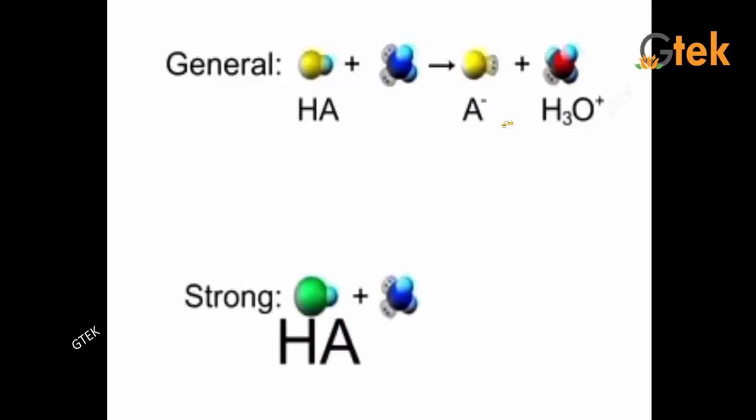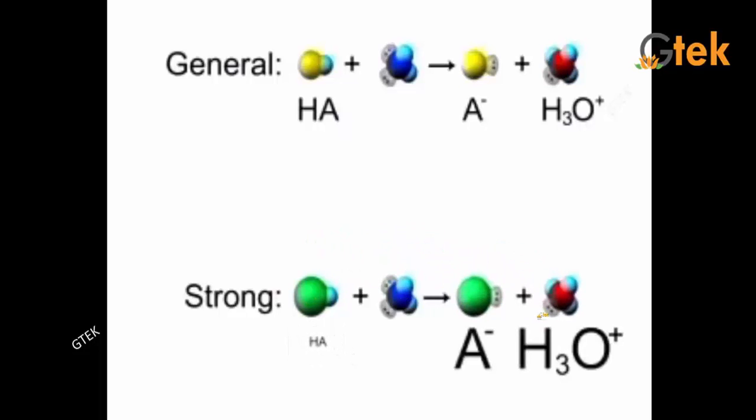In general, an acid HA, if it reacts with water, will become A minus and H3O plus. This is the overall reaction. You will have A minus and H3O plus, and it becomes more acidic. Here, a strong acid reacts as indicated by the general nature of acids. You get H3O plus ions and A minus ions.